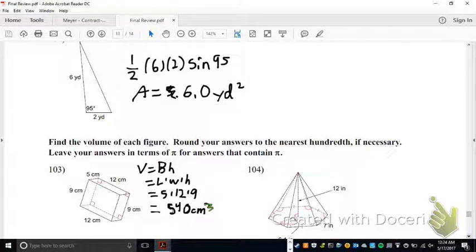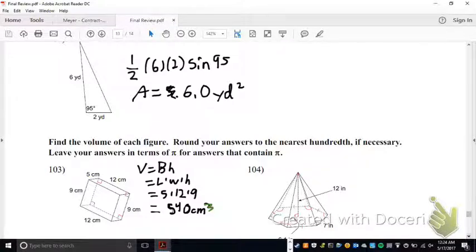Okay, volume is a cubic measurement. It's 3-dimensional. So our answers need to be in cubic centimeters. The next one is inches, so our answer is going to be in cubic inches. Now, we just did the volume of any prism, area of the base times the height.